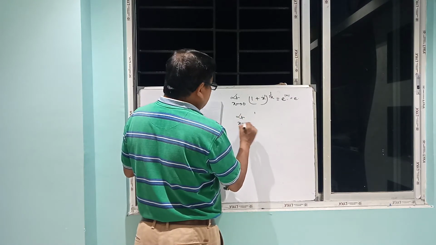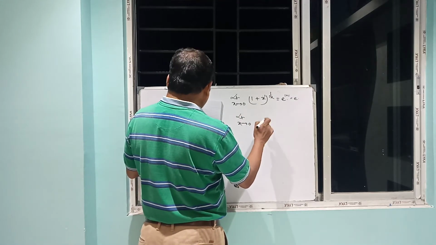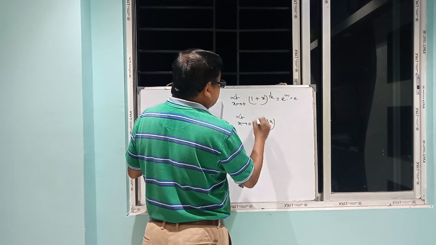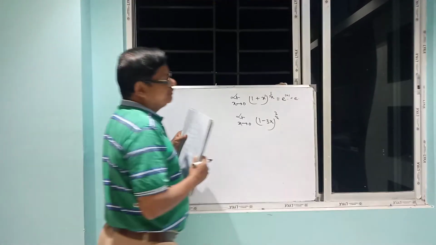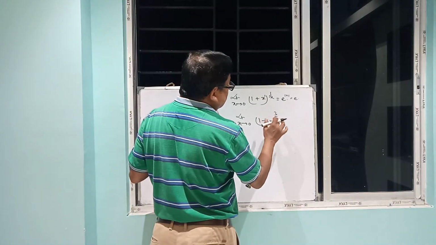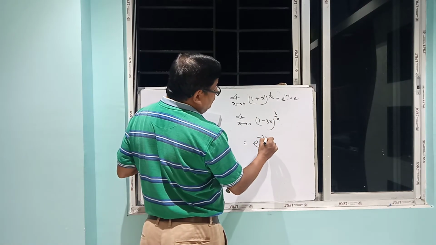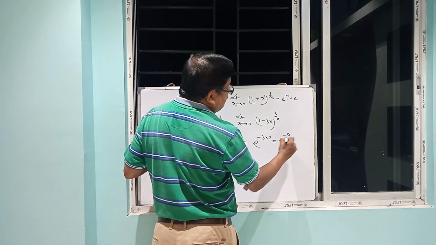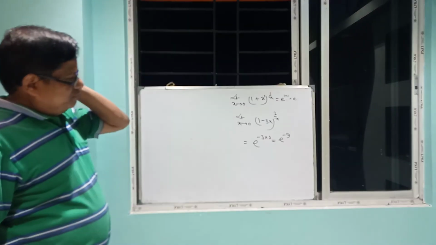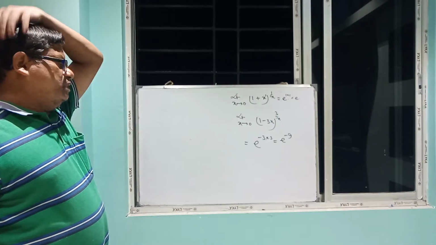Limit x tends to 0, okay, (1 minus 3x) whole to the power 3 by x. So here e to the power minus 3 into 3, see, this is minus 9, this is the answer. Shortcut method, understood?